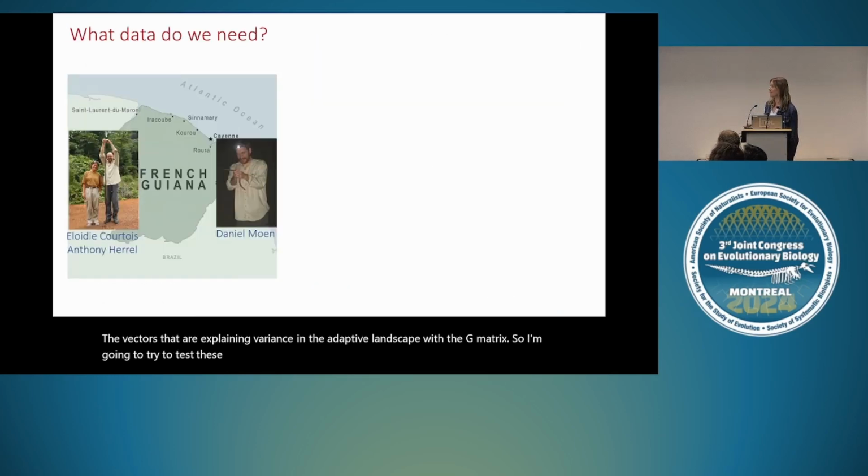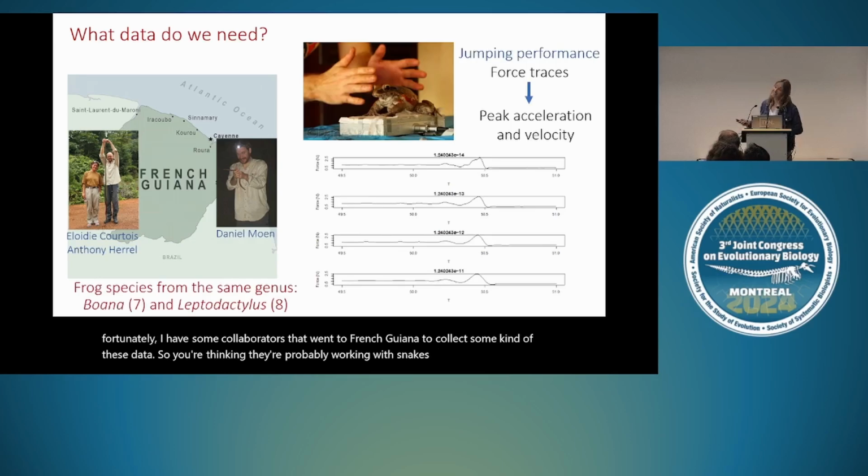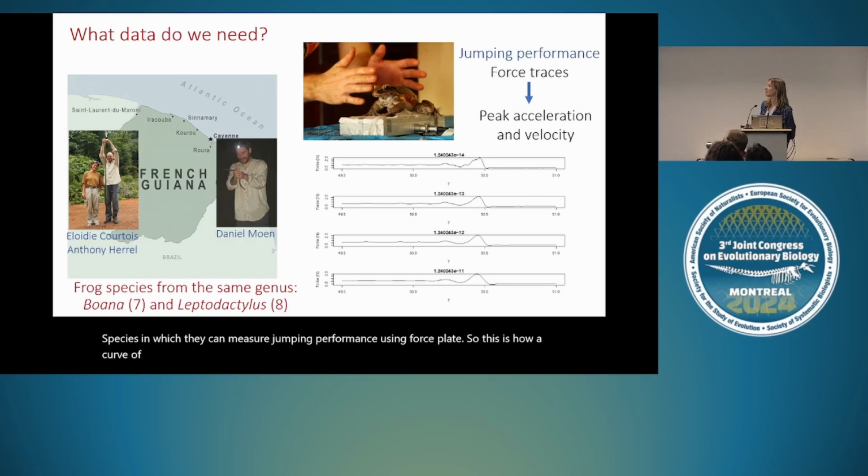So what data do we need? It's hard data to get. Fortunately, I have some collaborators that went to French Guiana to collect these kinds of data. You're thinking they're probably working with snakes, right? No. They collected data on frog species that occur in French Guiana, 7 Boana species and 8 Leptodactylus species, in which they can measure jumping performance using a force plate. So this is how a curve of the force goes. We have the peak, there's the jump, and we could extract data for peak acceleration and velocity. So this is our performance data, right?